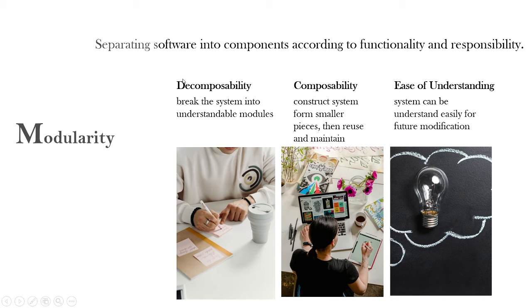For the first point, decomposability, which means to break the system into smaller, understandable pieces called modules. The second point is composability, which means to construct the system from smaller pieces, then reuse and maintain it. The last point is ease of understanding. Remember to make the system easier to understand for any future modification.